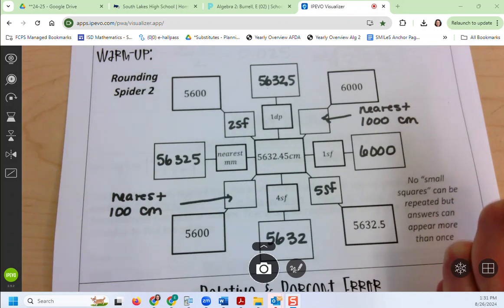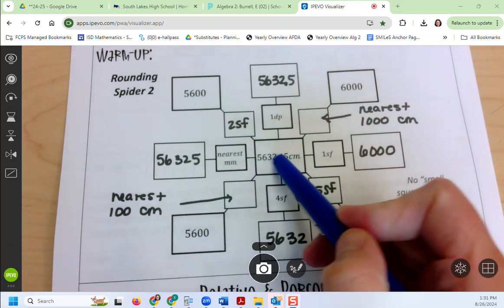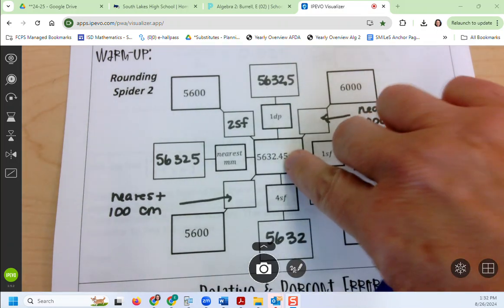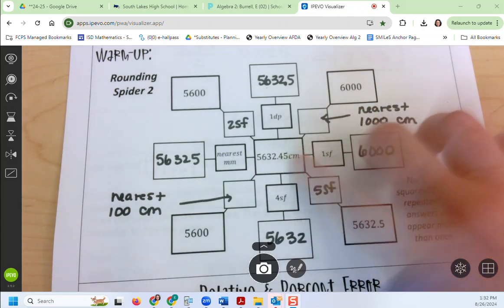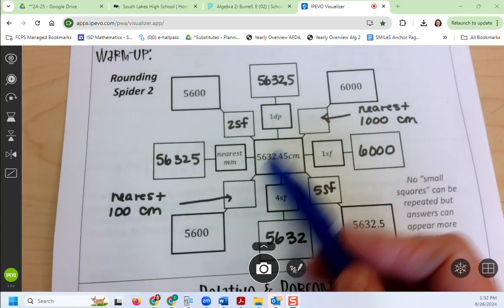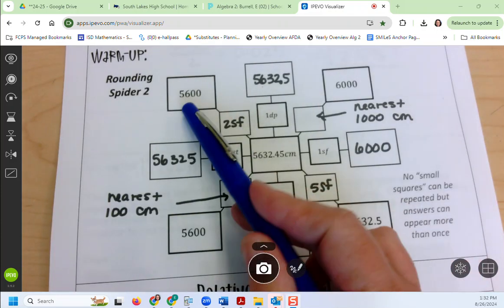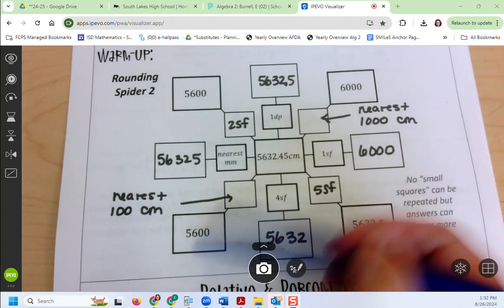How many millimeters are in a centimeter? 10. So your decimal moved over here, and then to the nearest millimeter, that 4 still rounded up to a 5. To the nearest 100 centimeters. So this one, they had 2 sig figs. This one, they said to the nearest 100 centimeters.